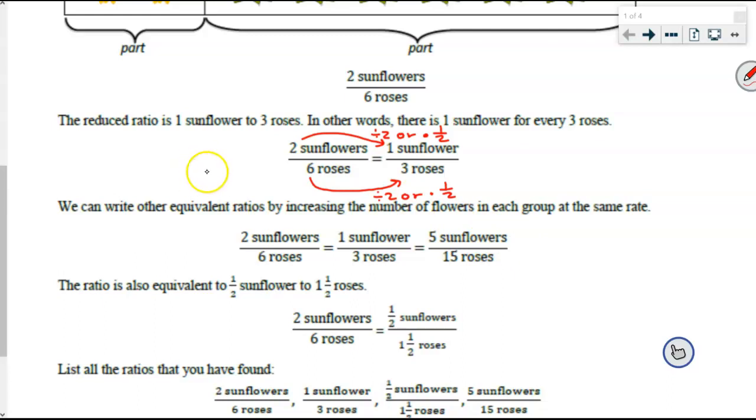Now that it's simplified, we can also increase the number of flowers in each group as long as we're increasing them at the same rate. That gets us to the idea that Ryan was talking about earlier, that the changes that we make, we want to keep them proportional. We need to change them at the same rate.